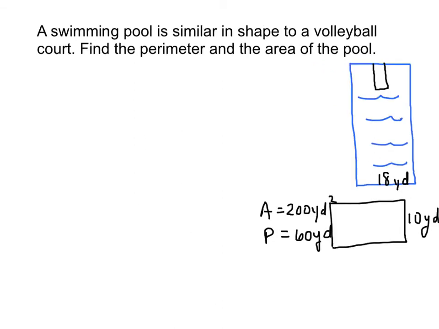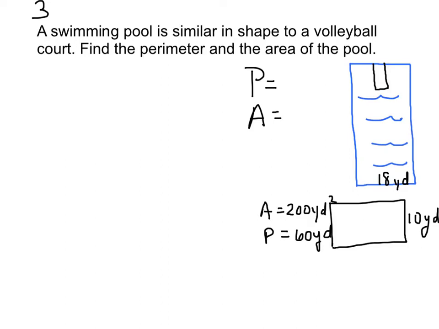Here is the last problem we're going to do. Write this one down. This is example number 3. A swimming pool is similar in shape to a volleyball court. Find the perimeter and area of the pool. So it seems pretty easy. All we need to find is the perimeter of the pool and the area of the pool.